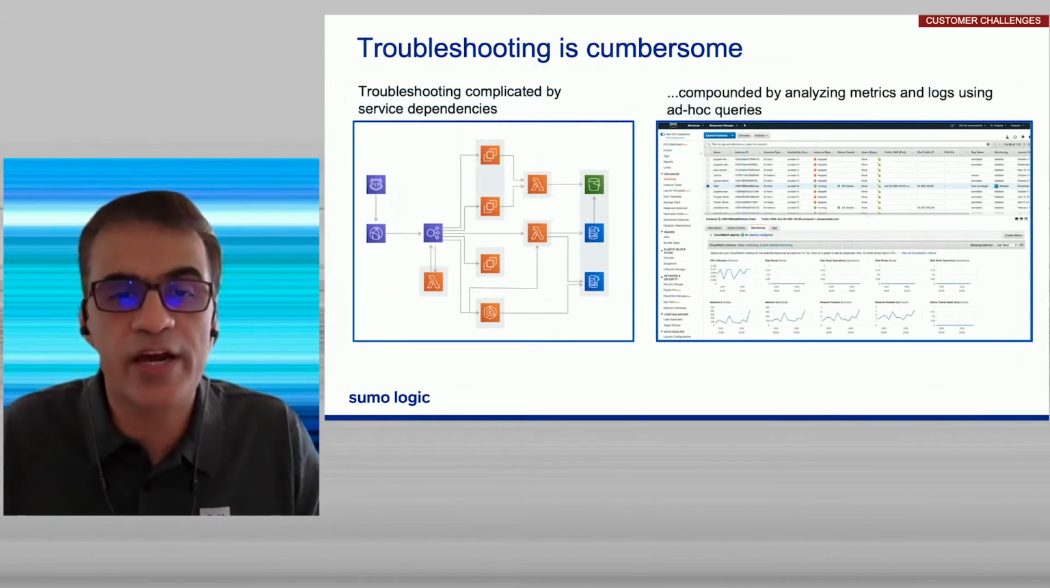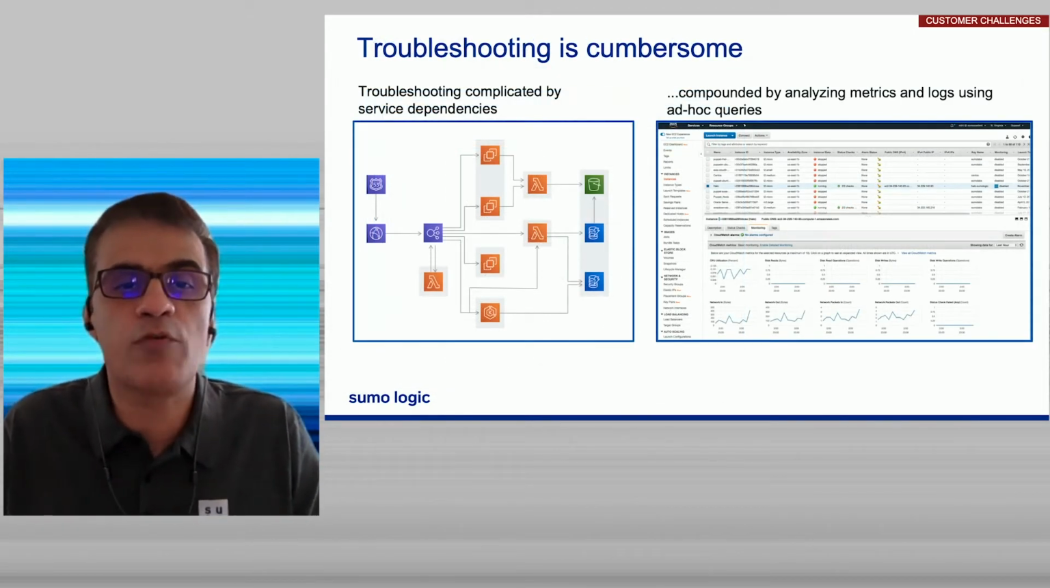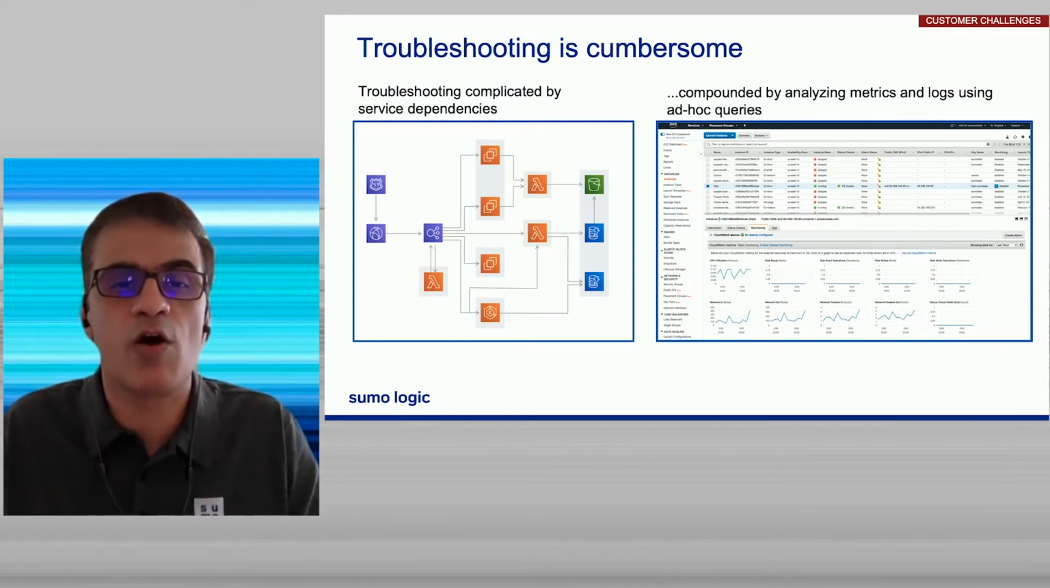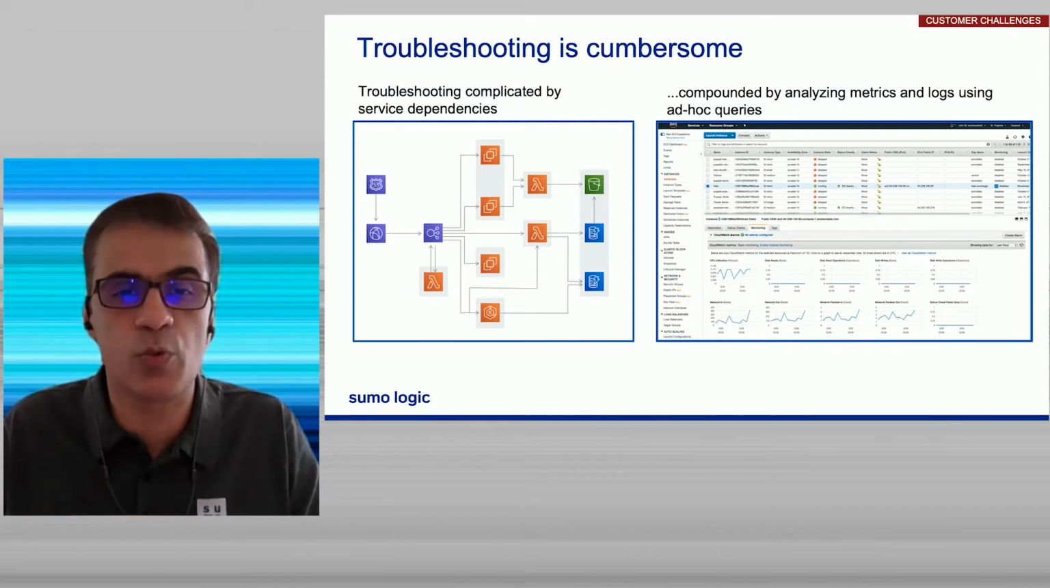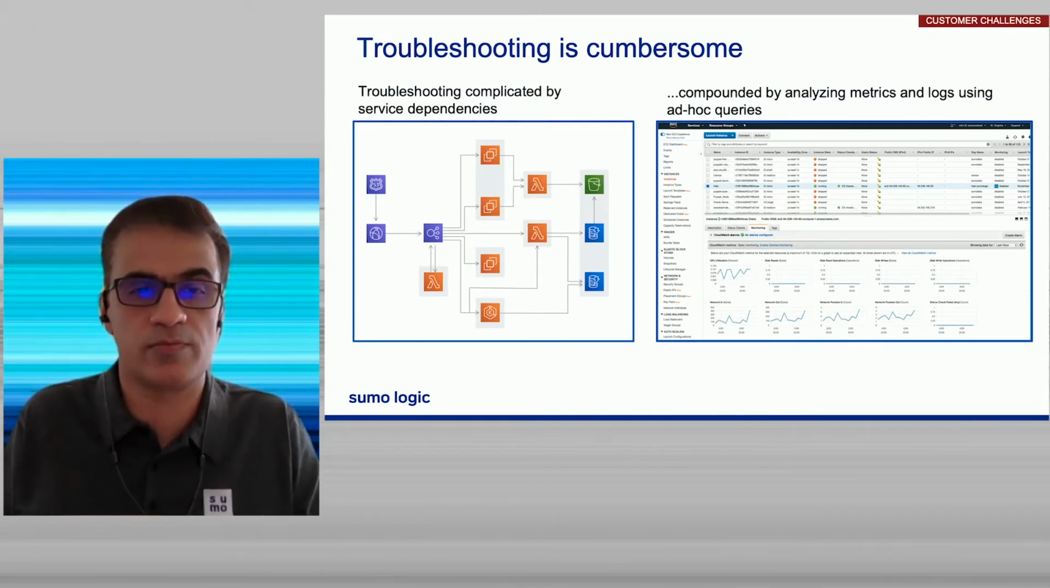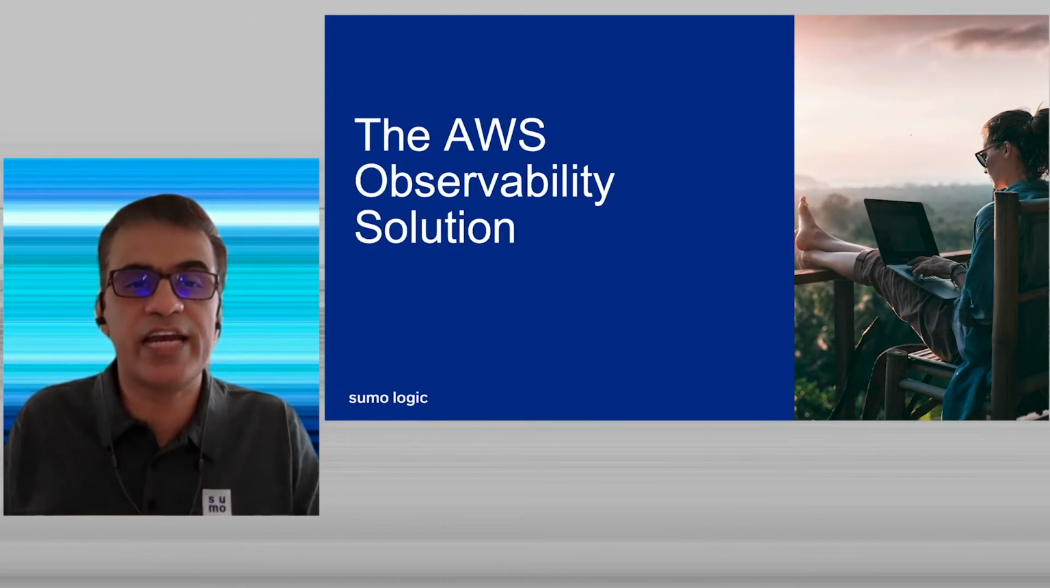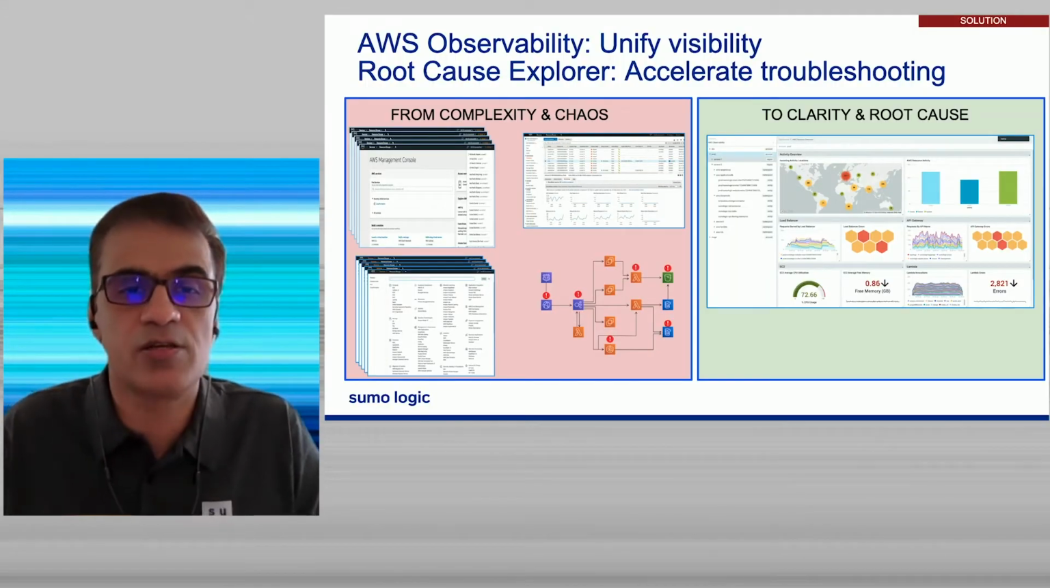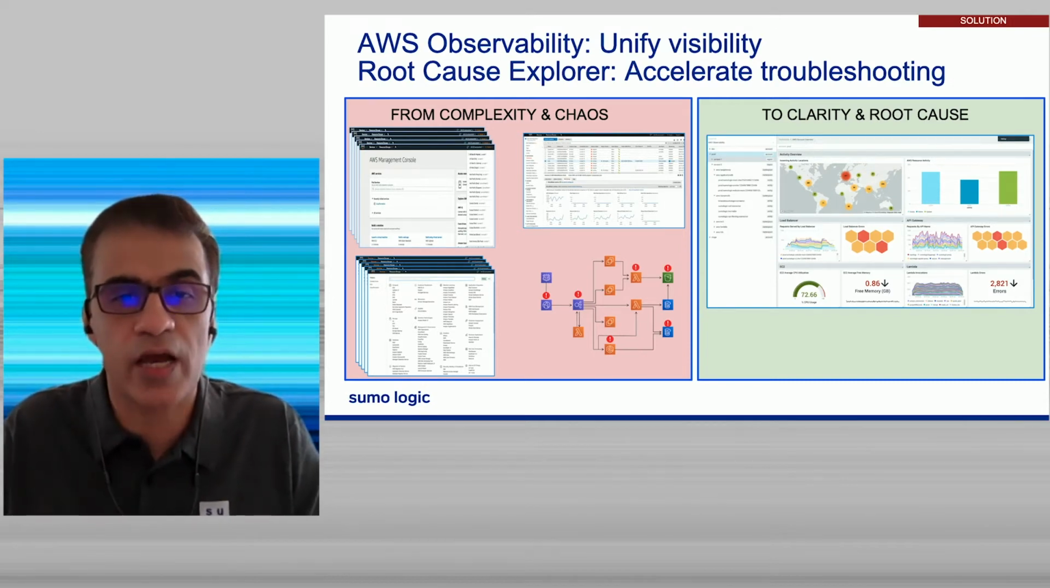Furthermore, when deployed, these AWS services are often dependent on one another. The challenge here is that when there's a production issue, our customers have to go through a lengthy manual investigation process of running ad hoc logs and metrics queries to figure out the root cause. So with our AWS Observability solution, we are addressing these challenges by unifying visibility across AWS hierarchies and providing the ability for fast troubleshooting via a machine learning-based Root Cause Explorer add-on.